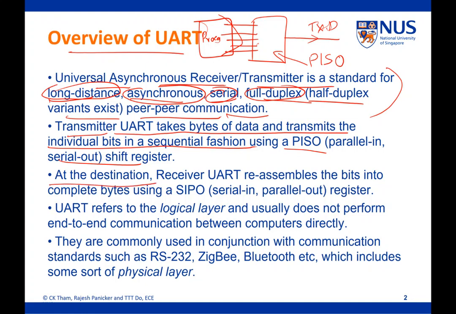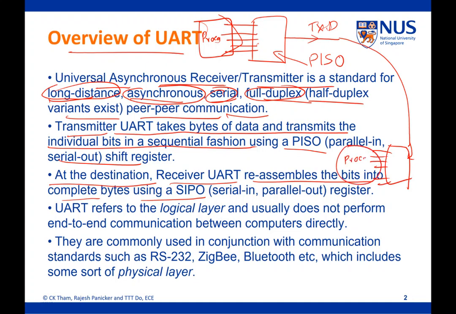At the destination, the receiver UART reassembles the bits into complete bytes using a serial in parallel out shift register. Okay, so you send it to some device and the receiving device will take it in serial form and convert it to parallel, which will eventually be read by the processor. Okay, so the two processors at the two ends talk to each other with the help of the UART interface. So this is nothing but a serial in parallel out shift register, which takes in serial data and gives parallel data to the processor. And this is usually what we call RxD or Rx, receive.